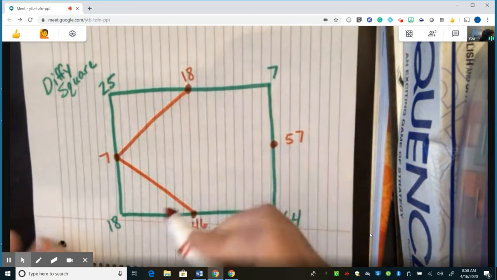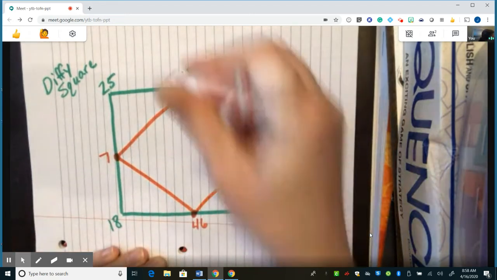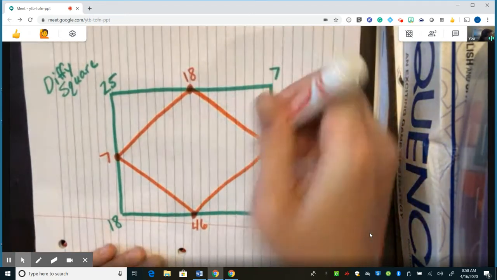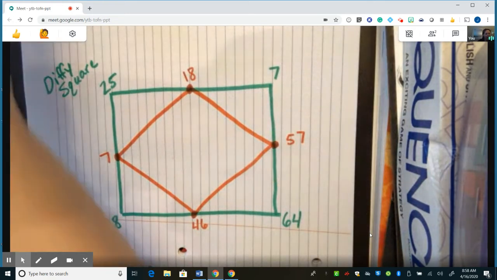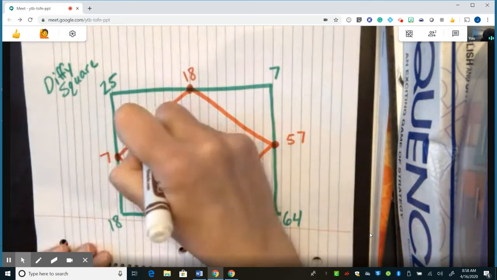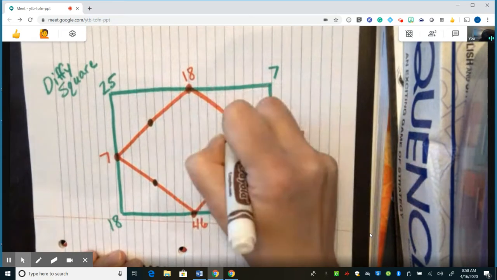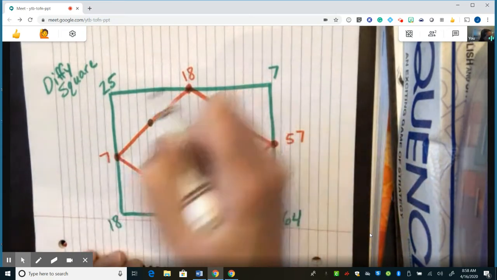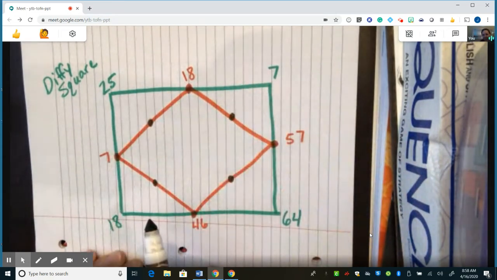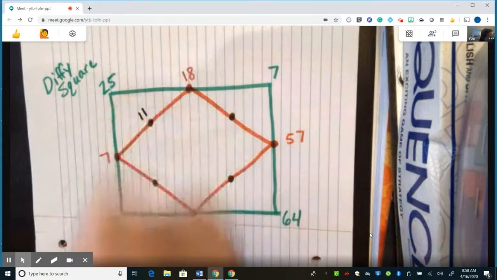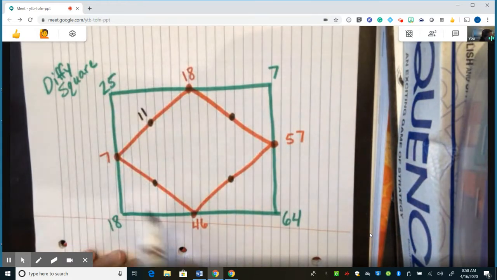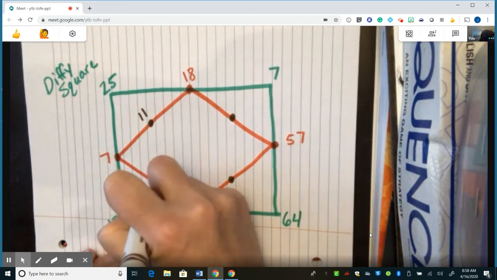Now I'm going to make a new square inside my original square that I started with, and I'm going to repeat the process. I'm going to find the middle of each of my sides, and I'm going to do the same thing. So I'm going to find the difference between 18 and 7. That's 18 minus 7, which would be 11. I'm going to find the difference between 46 and 7. That's 46 minus 7. Well, 46 minus 6 is 40, so 1 more would be 39.